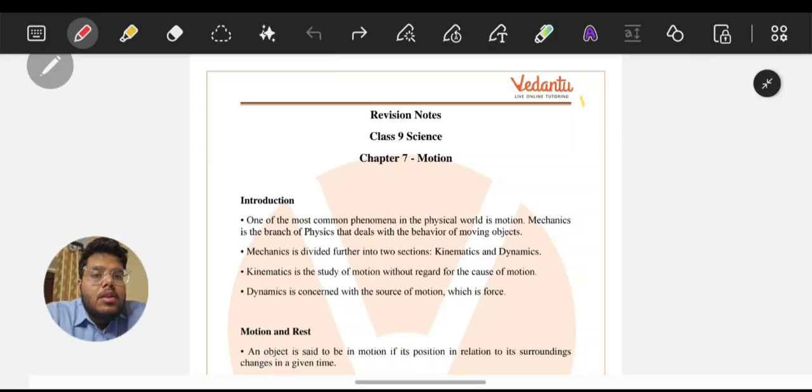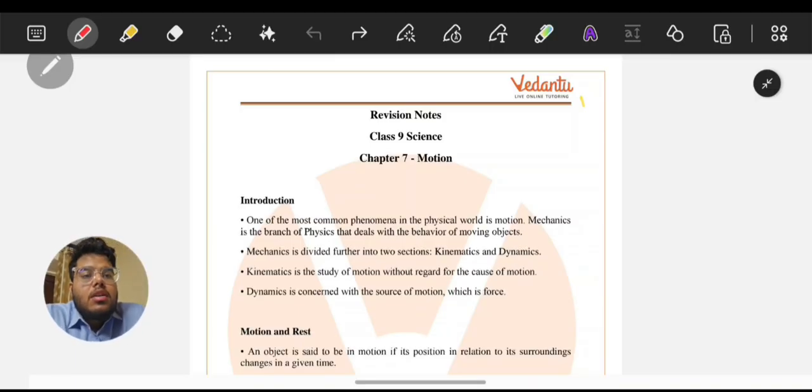Today it is a demo video, so we are going to teach motion, which is a part of class 9. In that we have to study distance and displacement, also motion and rest, the definition of motion, and understanding distance and displacement with examples, vector and scalar, SI units, and the difference between distance and displacement, vector and scalar. These are the parts of this chapter.